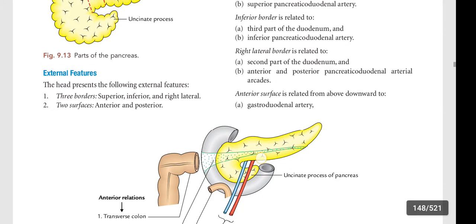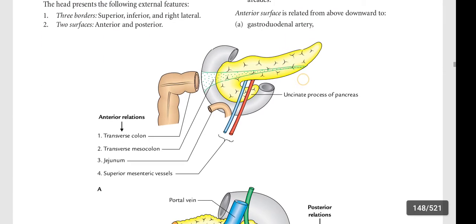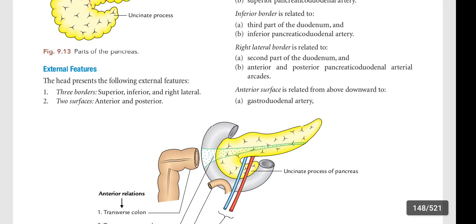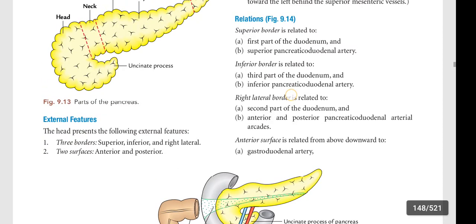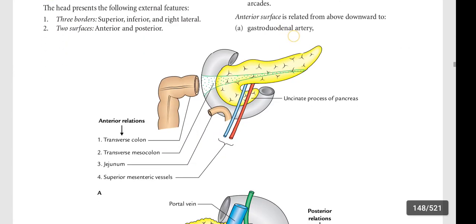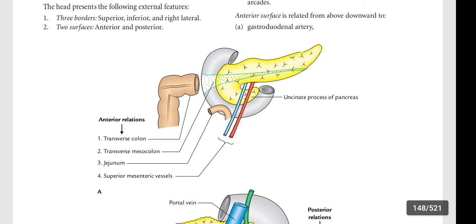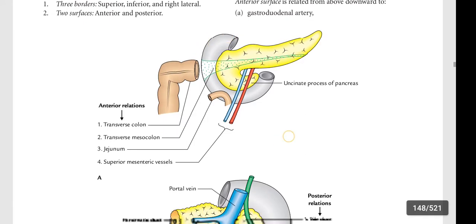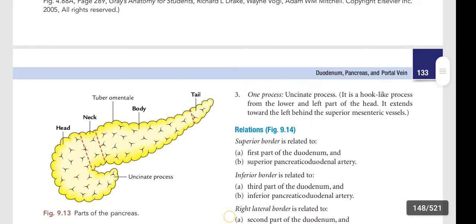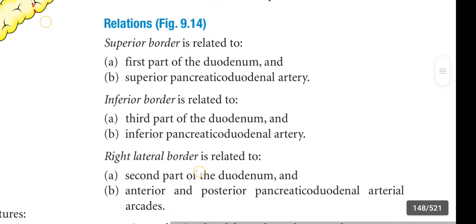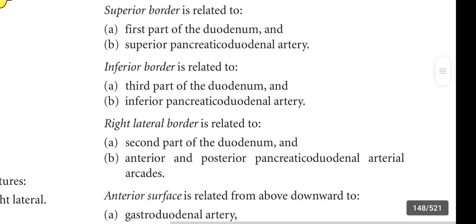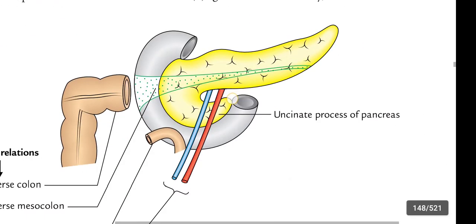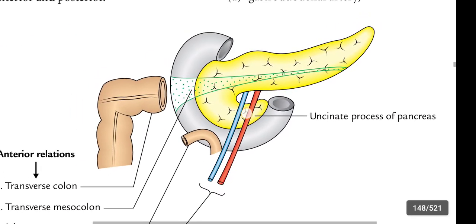And the other one is the superior pancreatico-duodenal artery. That is not shown here, guys. Coming to the inferior border, the inferior border is related to the third part of the duodenum and the inferior pancreatico-duodenal artery. This is the inferior part.